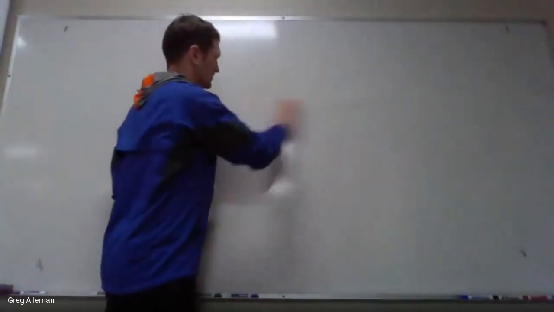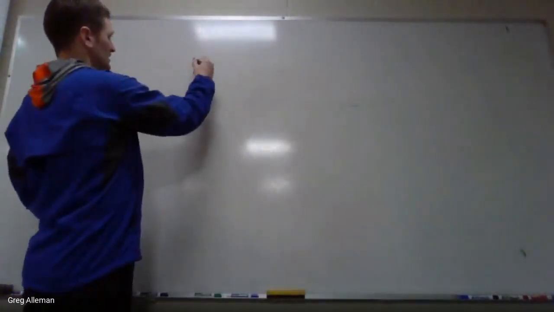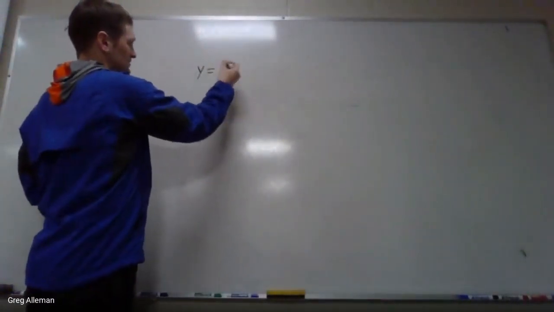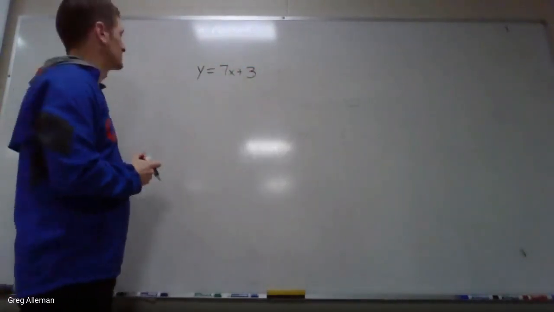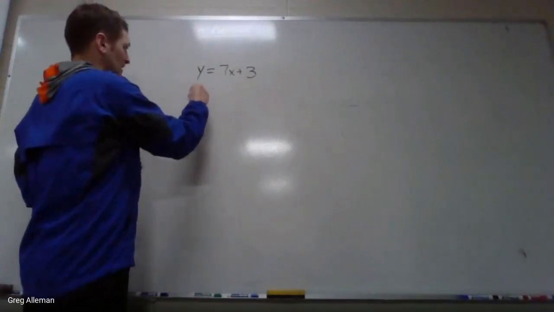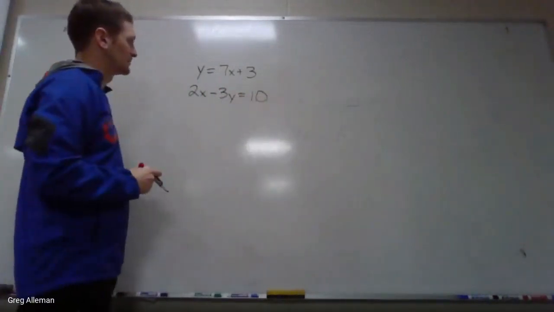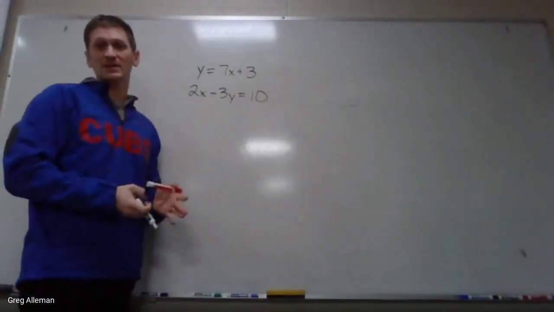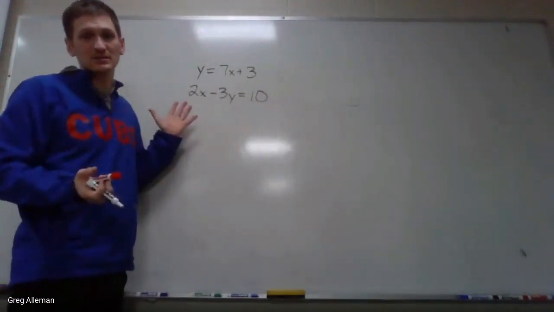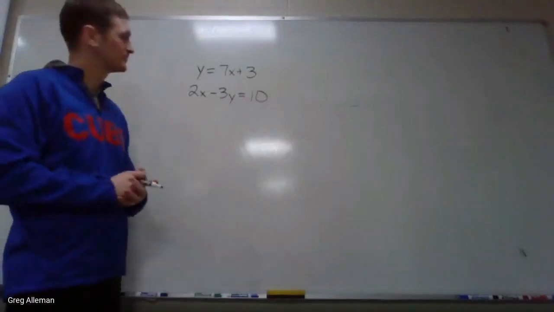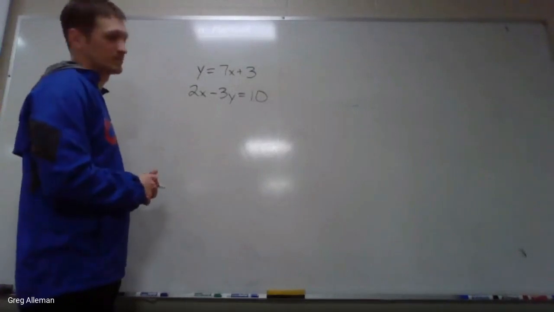So here, I'll give you a different situation. If I wanted to take, let's say, y equals 7x plus 3, and I wanted to add that to 2x minus 3y equals 10, I couldn't do that just yet because remember how I said they had to be lined up. So we're going to have to rearrange one of these equations to be in the same form as the other one. It doesn't matter which one you do, but you just have to make sure one of them gets changed.